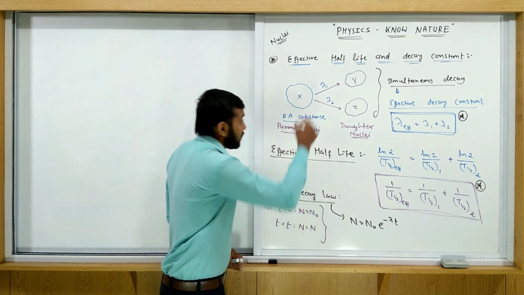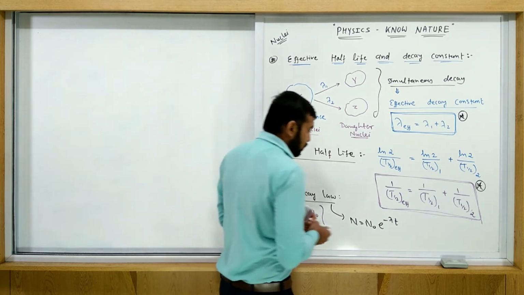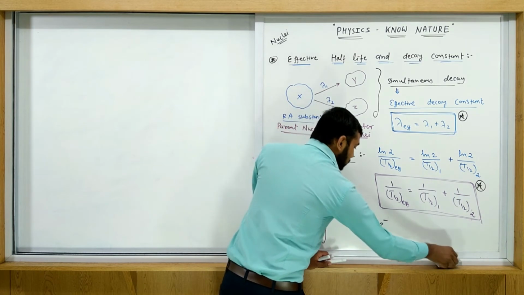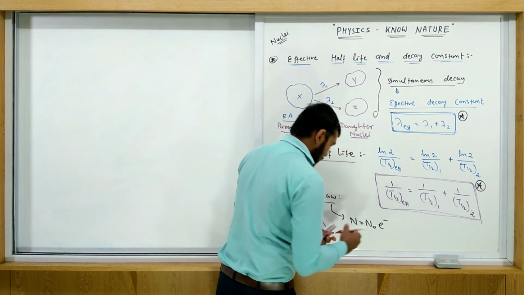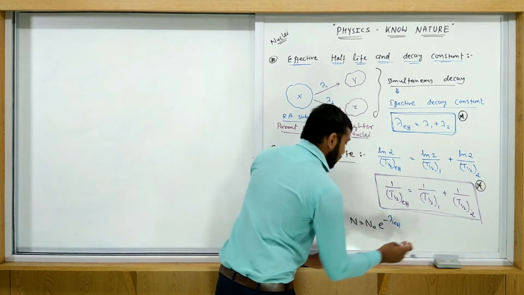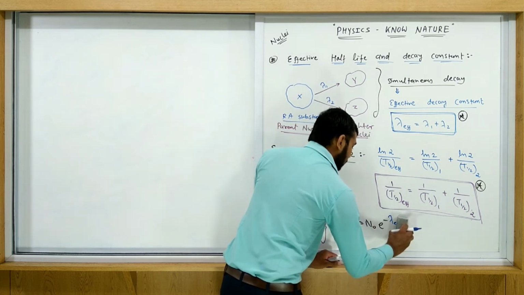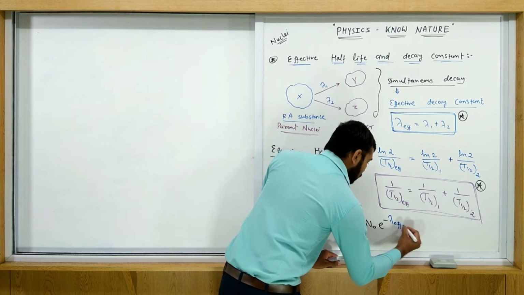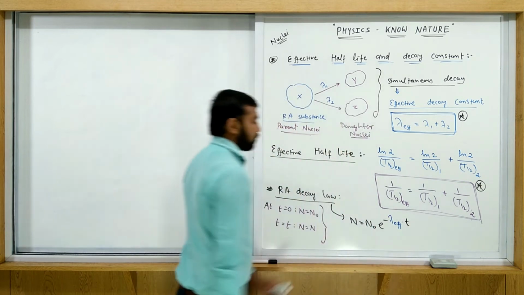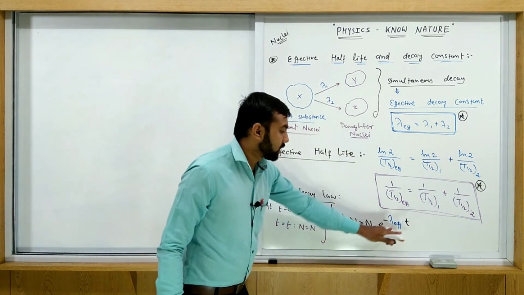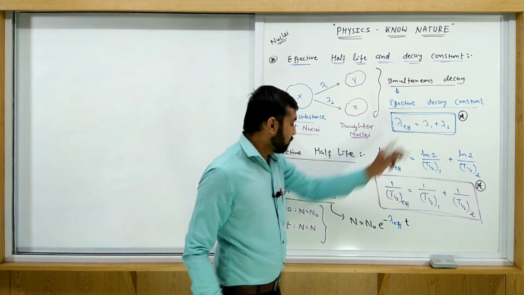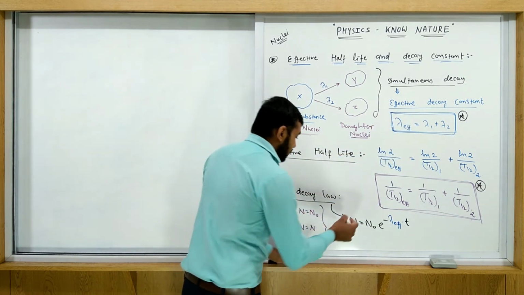Then in a simultaneous decay there is a small change. This lambda is replaced by lambda effective. It is exactly the same: N is equal to N0 e raised to minus lambda t, but lambda is replaced by lambda effective. So finally we get this answer.